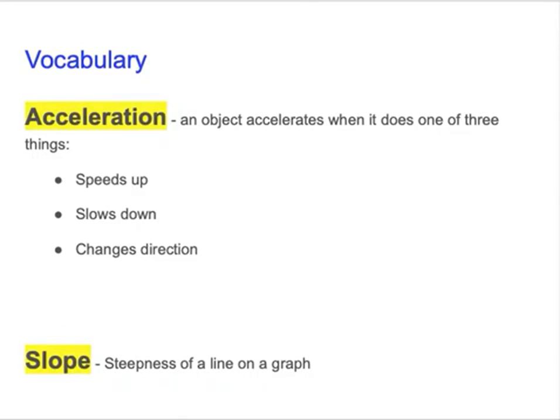And the other thing we're going to be talking about in this set of notes is slope. That's basically the steepness of a line on a graph. If something is more steep, that means it is more vertical, while something that is less steep is going to be more horizontal.